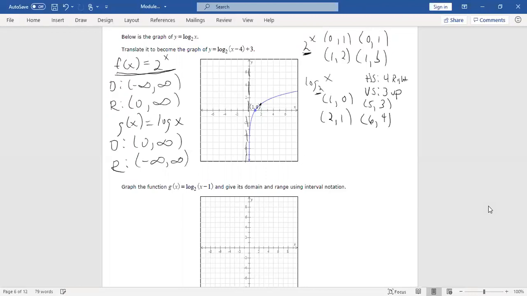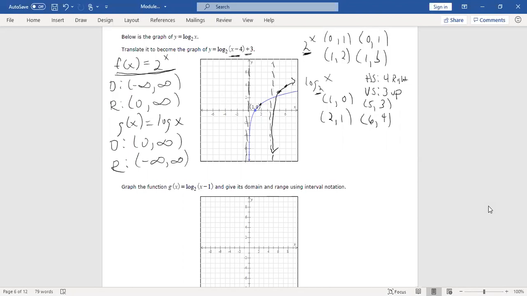So we have points at 5, 3, and 6, 4. Okay, also, since we have a shift to the right of 4, our asymptote moves over 4 as well. So our graph won't move to the left or touch x equaling 4. So our graph's going to look like this.